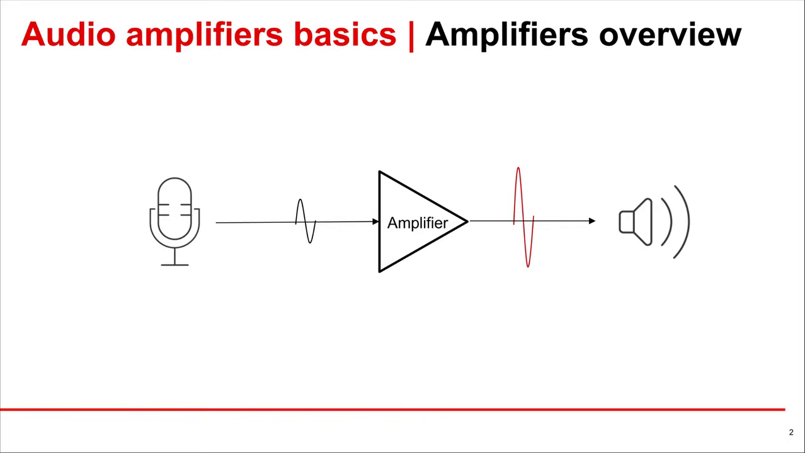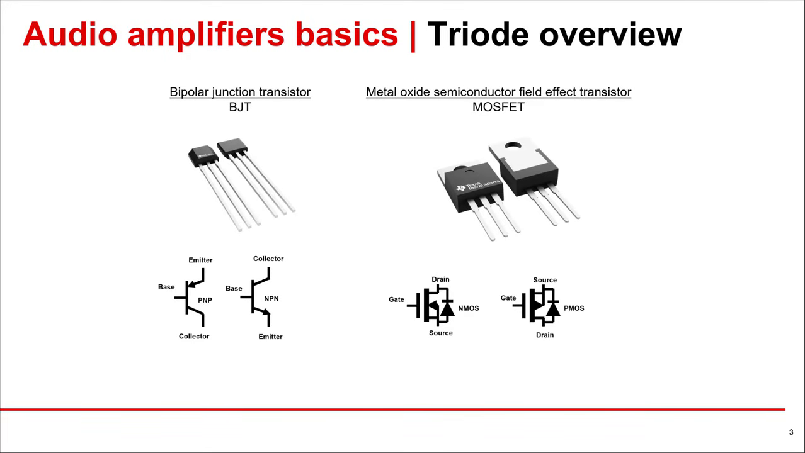Modern amplifiers fall into four main classes: Class A, Class B, Class AB, and Class D. We will discuss these later in this video. At the core of all amplifiers, since the first practical amplifier was invented, is some kind of electronic valve that can modulate the flow of electricity.